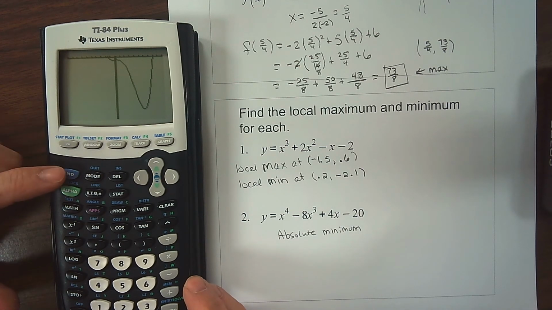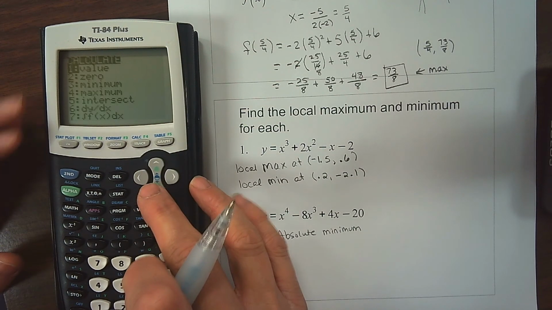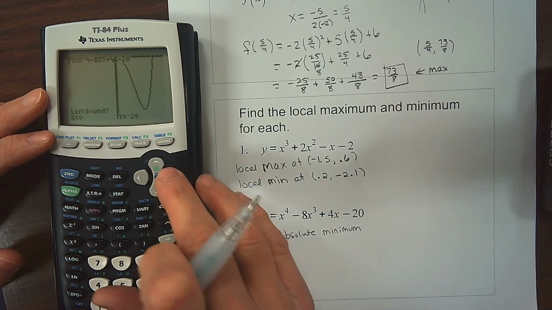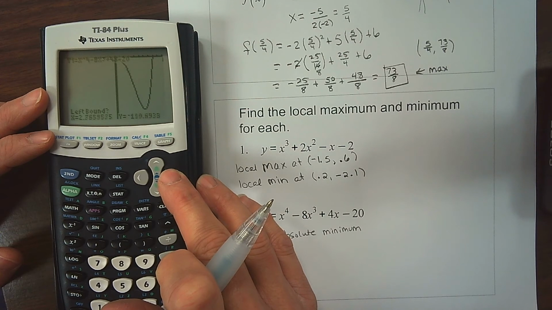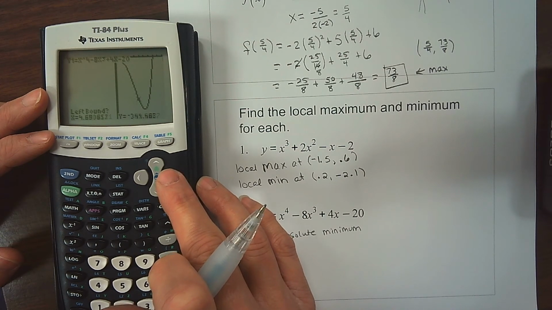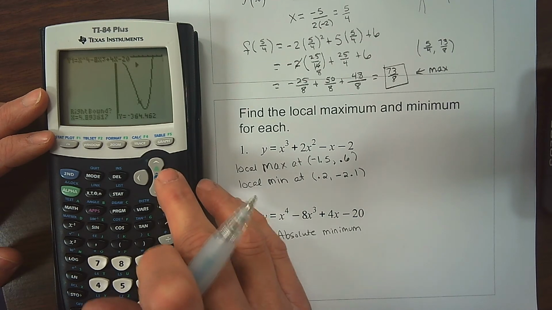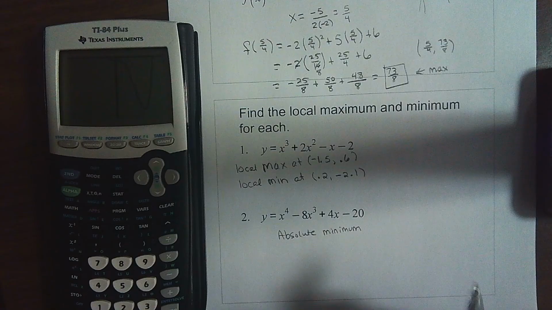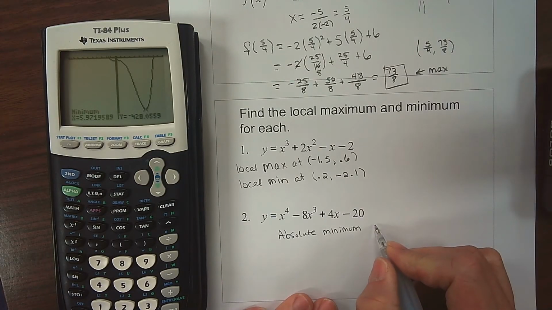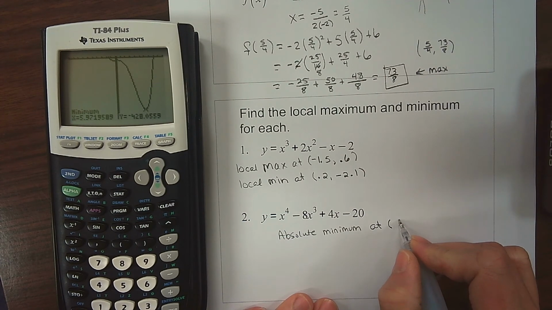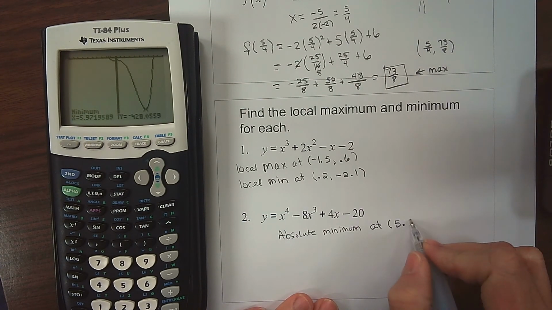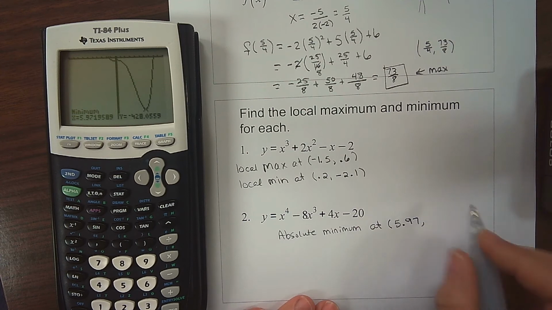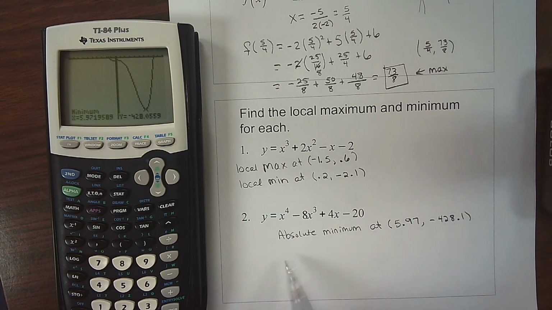And in order to find that, I'm going to hit second, calculate, down to minimum. I want to come closer to that point that I'm interested in. I'm to the left of it, so I'm going to hit enter. Move my cursor over so that I'm to the right of it. Hit enter and enter one more time. And I find that the absolute minimum occurs at x equals 5, well, it's 5.97, so maybe I should have just said 6.0, whichever. And then here, y equals negative 428.1. Okay, so that's an absolute minimum.